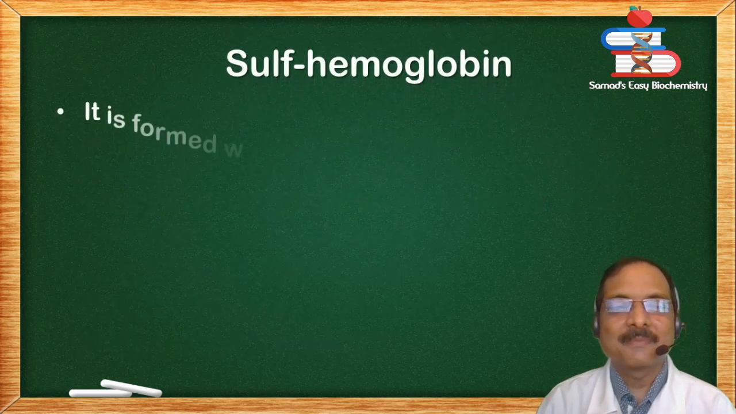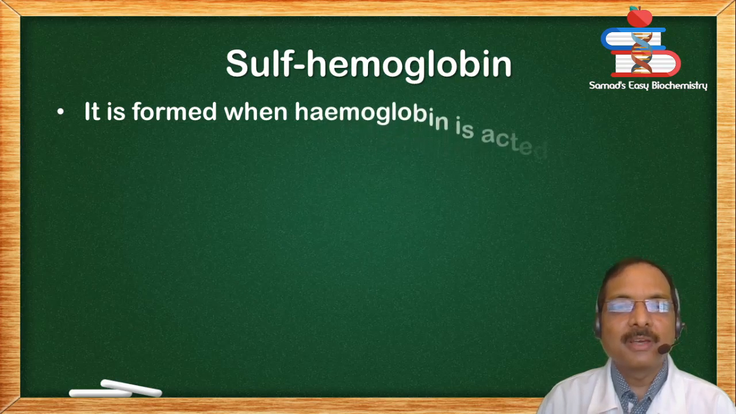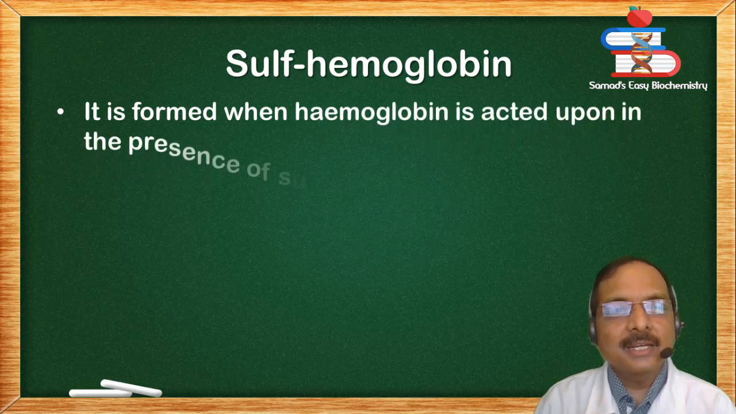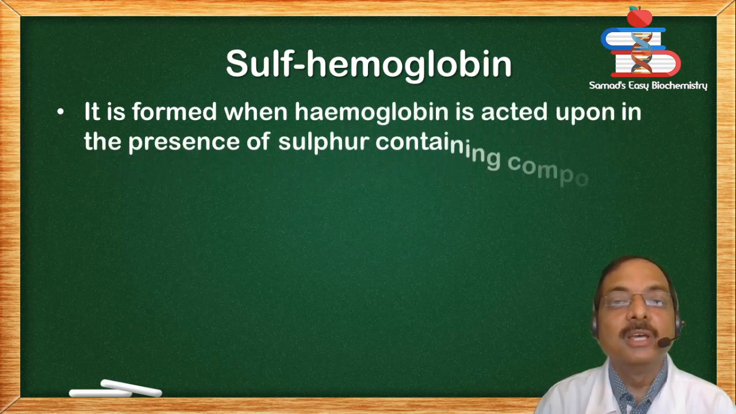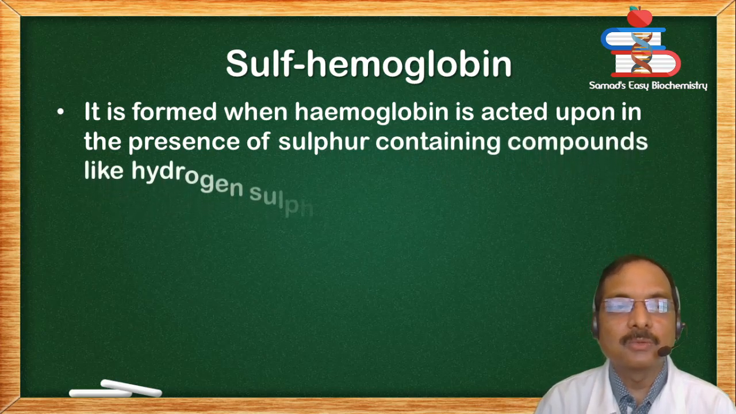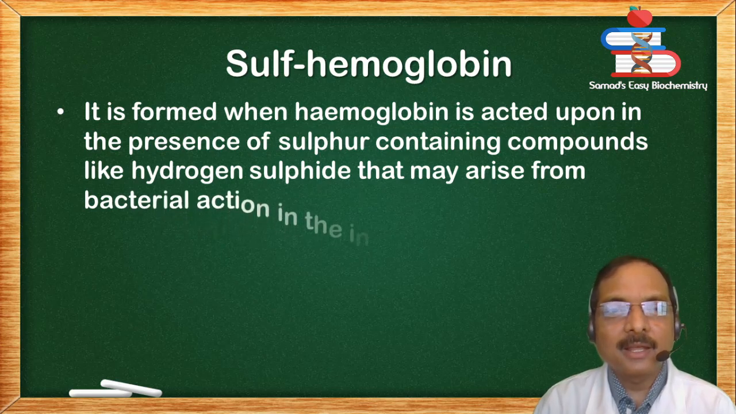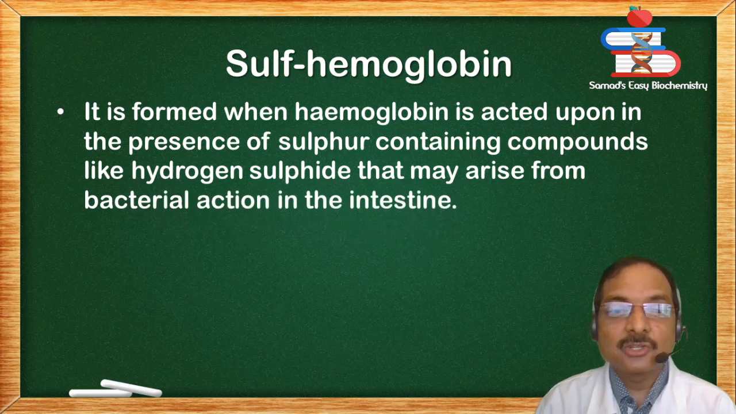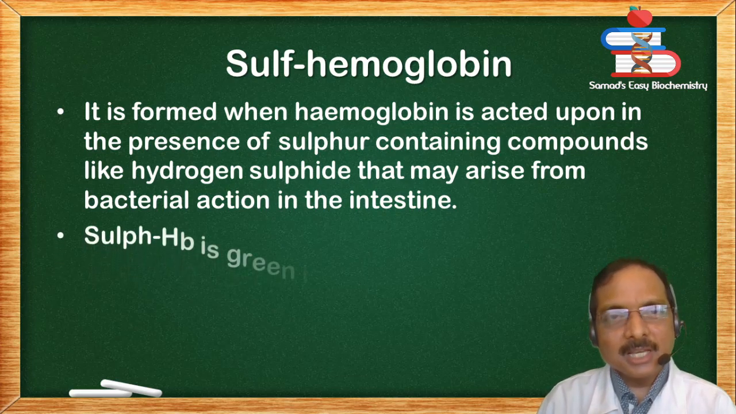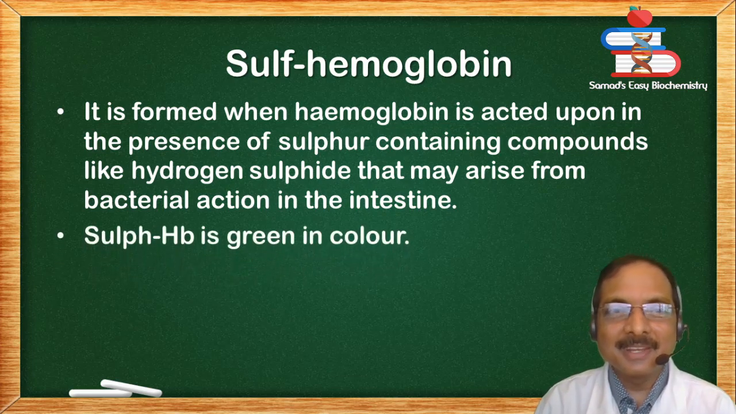Sulf-hemoglobin. It is formed when hemoglobin is acted upon in the presence of sulfur-containing compounds like hydrogen sulfide that may arise from bacterial action in the intestine. Sulf-Hb is green in color.